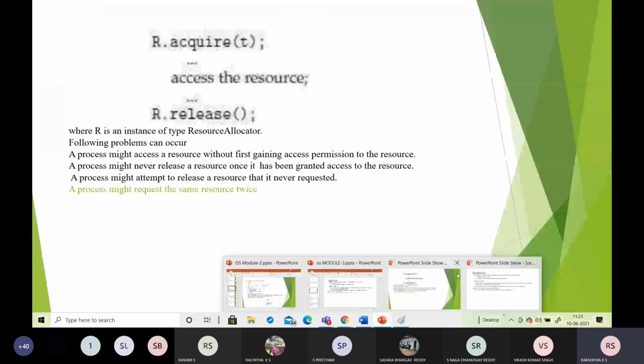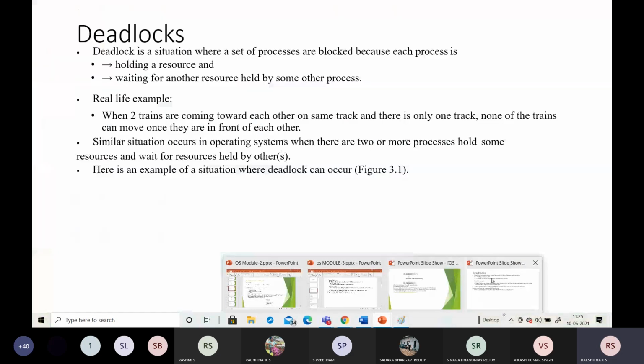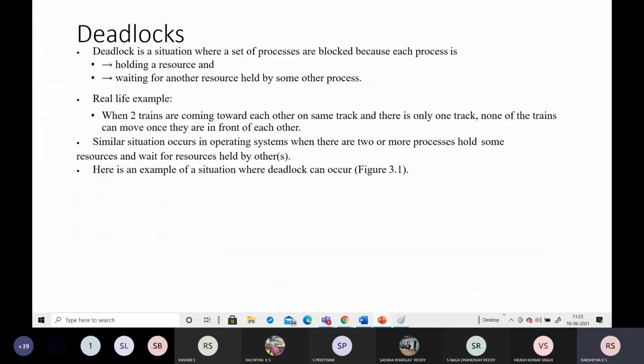Okay, the next chapter is deadlocks and memory management. In the third module, we have two different chapters: one is deadlock and the other is memory management.